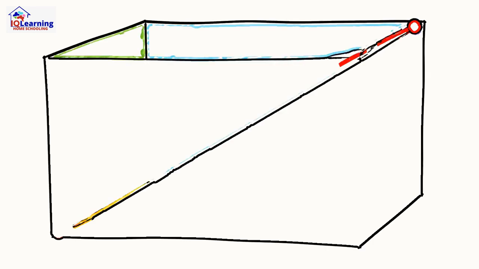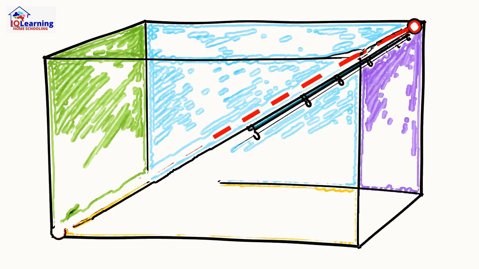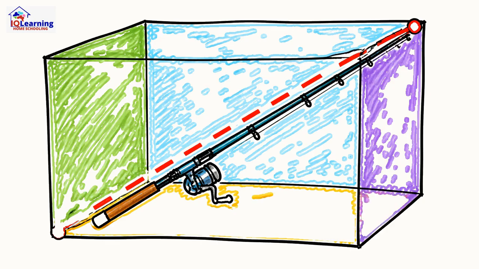Will that 2-meter fishing rod fit inside the box? You can't just look at the length or the width, you need the true diagonal distance from one bottom corner to the opposite top corner.